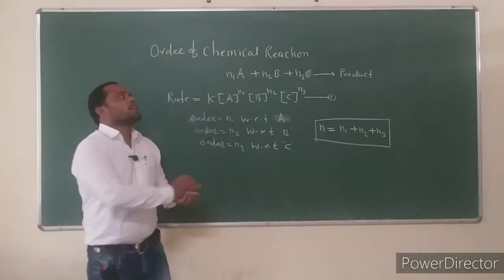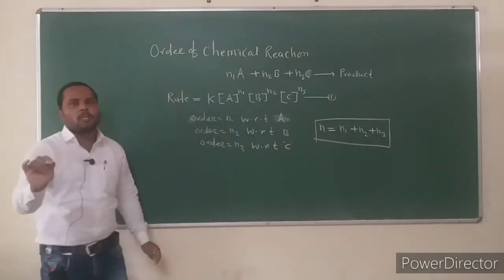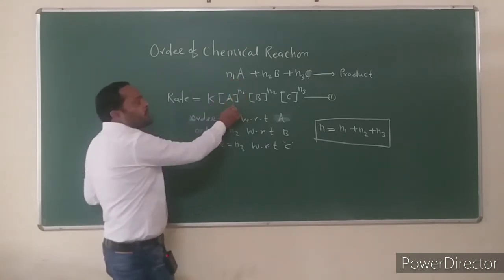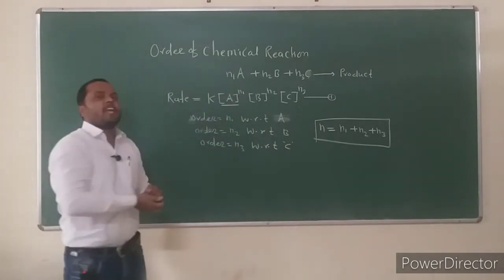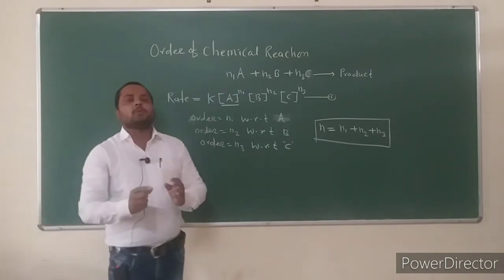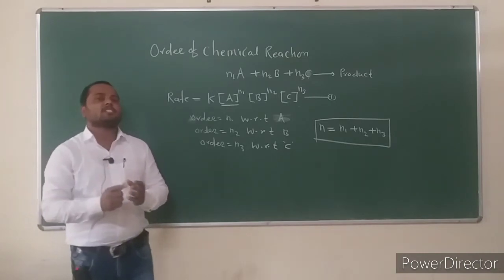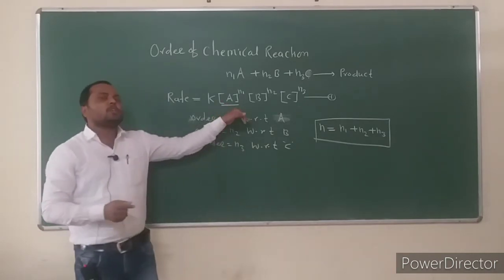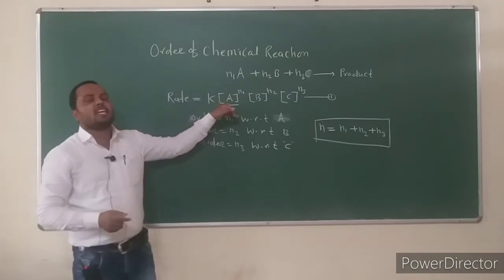Consider we determine the order of reaction with respect to reactant A only. In the rate equation, the power of concentration of reactant A is n1. Then the order of reaction with respect to a particular reactant is equal to the power of concentration of that reactant in the rate equation.